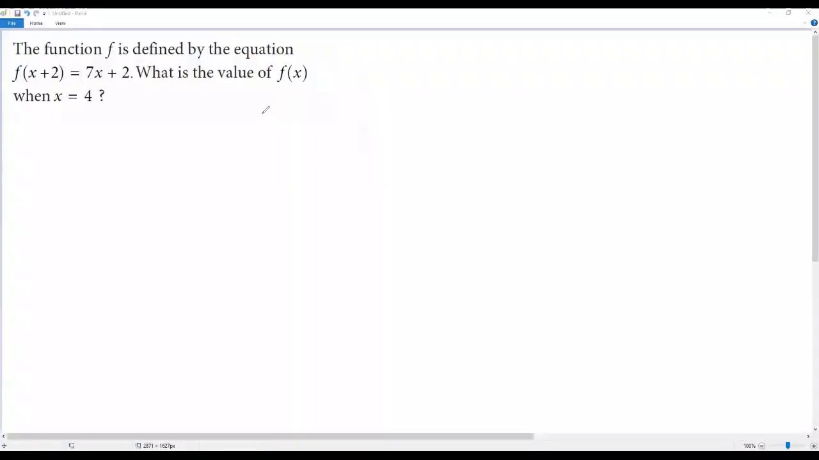Here we have a SAT math question. Okay, let's go through the information we have in the question. The function f is defined by the equation f of x plus 2 is equal to 7x plus 2. What is the value of f of x when x equals 4?